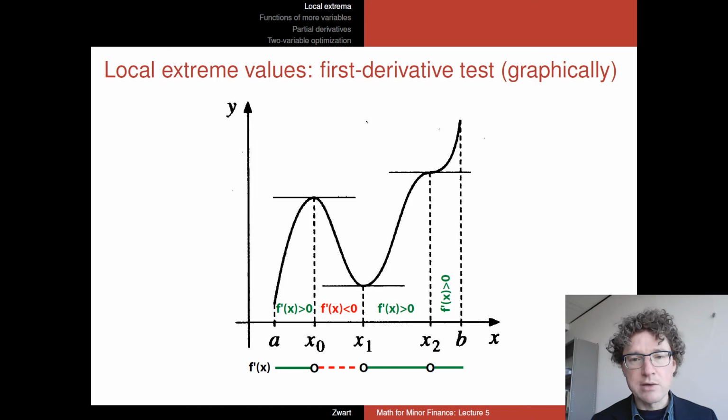So how can we figure out, if we have all those candidates, which of these are indeed local maxima or local minima? Well, the idea is basically we have two tests. So one is the first derivative test. So if you look at, for instance, point x0, we see graphically, probably there's going to be a local maximum, right? It's not the global maximum, but there's a local maximum.